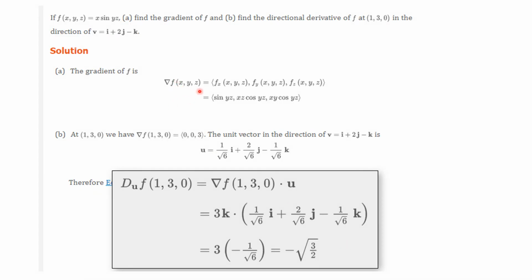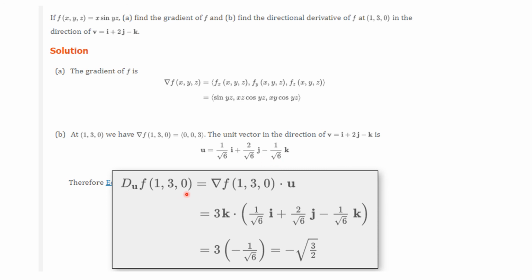Okay, when we take the gradient of f, we're going to have pointy bracket sine yz, xz cosine yz, and xy cosine yz, end of pointy bracket. And we're going to be evaluating that gradient when x is 1, y is 3, and z is 0. When we evaluate that, we get this as the vector, pointy bracket 0, 0, 3. And we have to turn this into a unit vector by normalizing it. And so we normalize it here. The length of it is root 6.